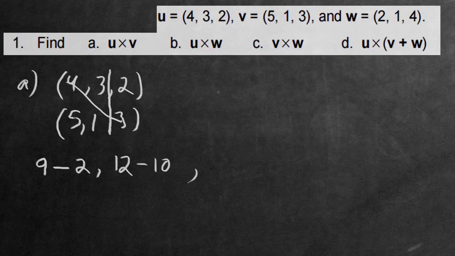Now for the last coordinate, we focus on the first 2 things here, the 4, 3, and the 5 and the 1. Doing the same thing again, cross multiplying the 4 and the 1, we get 4, subtract 3 times 5, which is 15. And now we have all of the individual components of the new vector, u crossed with v.